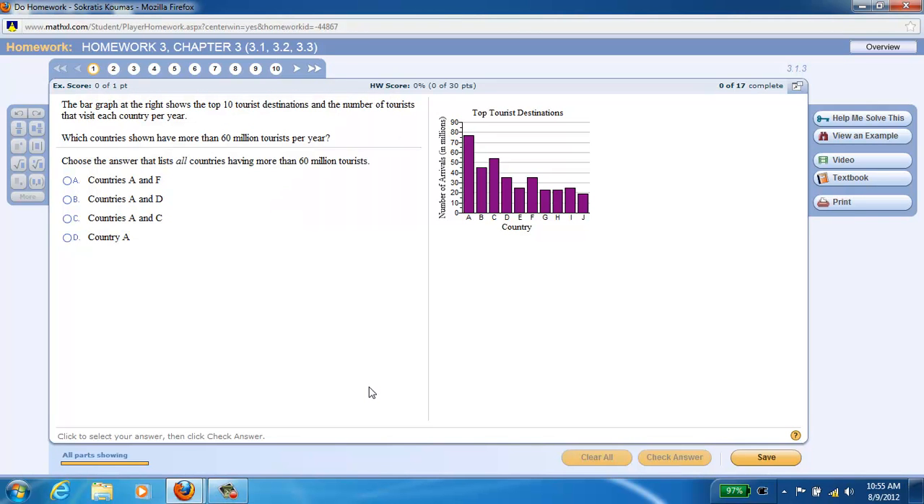Let's go to see homework 3 for chapter 3. The first three questions, you have to look at the different graphs. So problem number 1, which countries shown have more than 60 million tourists per year? So you have to check the chart and decide which countries have more than 60 million.